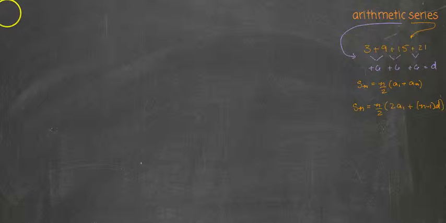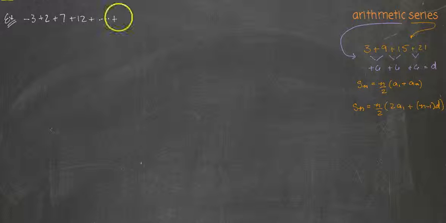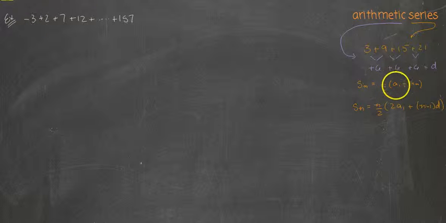All right, so a couple of examples to illustrate the point. We want to find the indicated sum of the series -3 plus 2 plus 7 plus 12 plus all the way to 157. So I sort of want to use the first formula because I have a first term and I have a last term. Problem is I don't really know what n is. I don't know which term 157 is. I know the value, but I don't know which one it is.